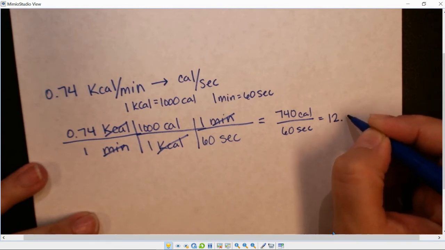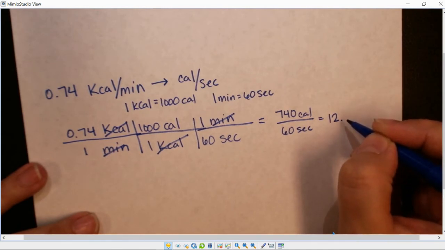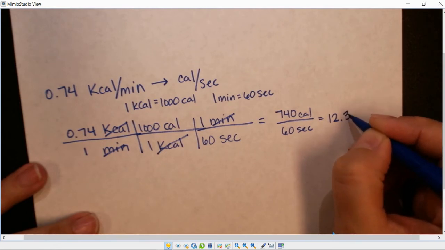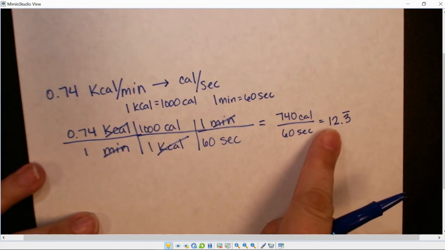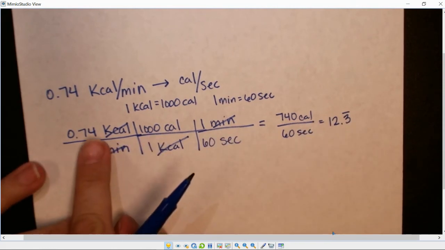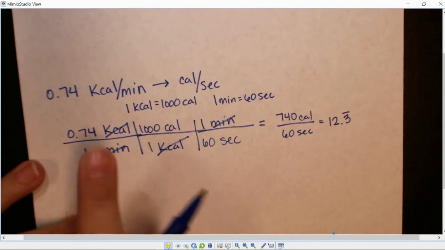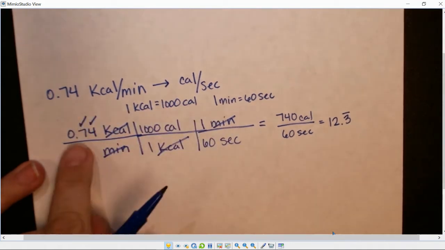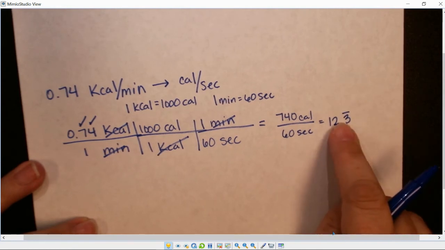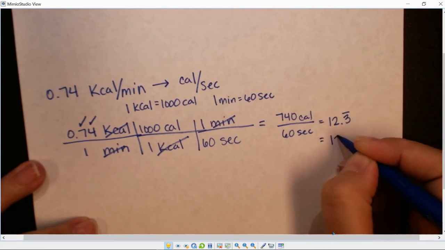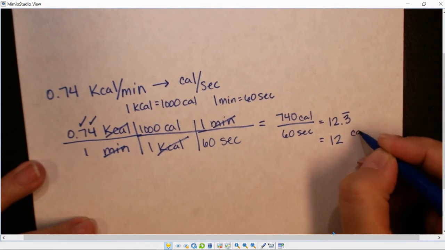But using our sig fig rules, have you guys watched the review on that yet? So this is a repeating 3 here. When in doubt, always make your answer have the same number of sig figs as your original number. So how many sig figs is here? 7 and 4 count. Zeros at the beginning of a number never do. And so we're going to round this to 2 sig figs. Does the 3 make the 2 round up or stay the same? Stay the same. So we would report our answer here as 12 calories per second.